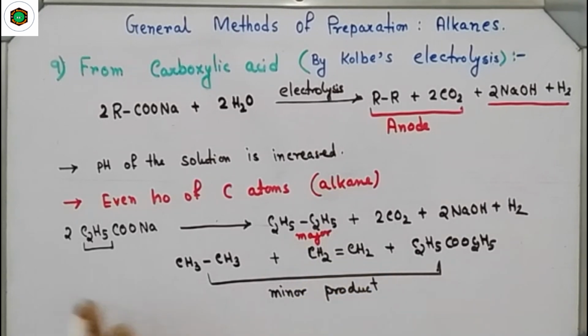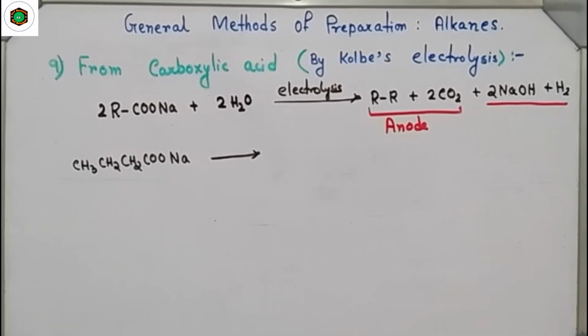So what we have to do, from this part we will get this alkane, this alkene and C2H5COOC2H5, this ester, as minor products.